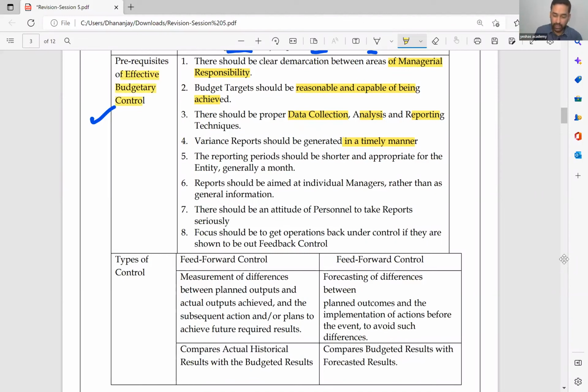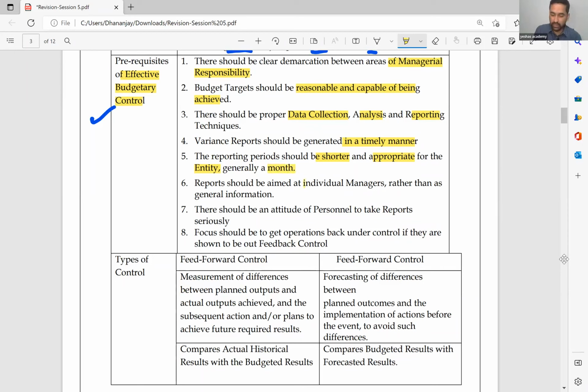The reporting periods should be shorter, appropriate for the entity, generally a month. They did not say always, but it is better to have it on a monthly basis. You can't do it on a weekly basis; practically, it is difficult. The advantage of doing it monthly is you have enough time to correct your mistakes. If you do it once in 6 months, then half of the year will be over by the time you realize what is going wrong in the organization. First month, second month, third month, when you do it, you have scope to improve and time to correct your faults. So most companies do it on a monthly basis.